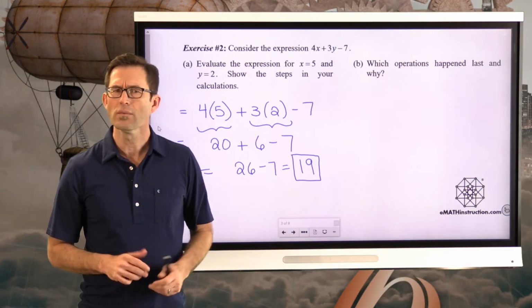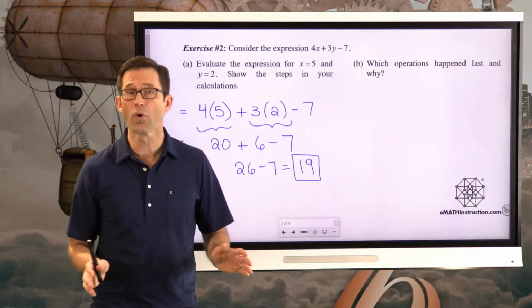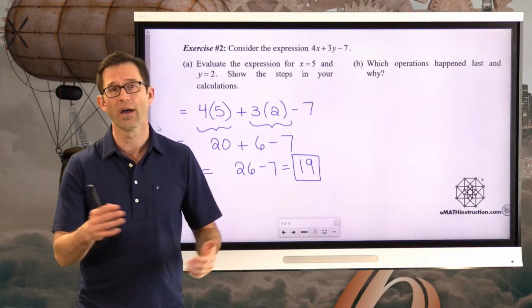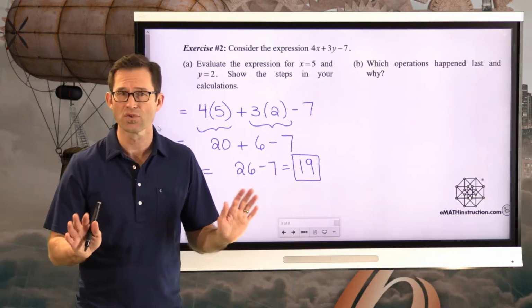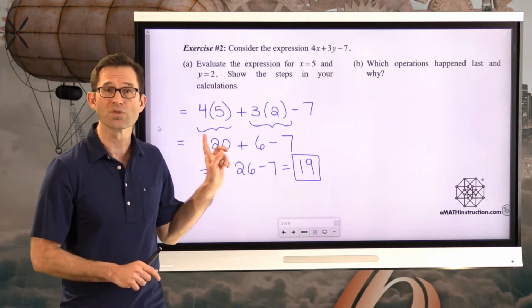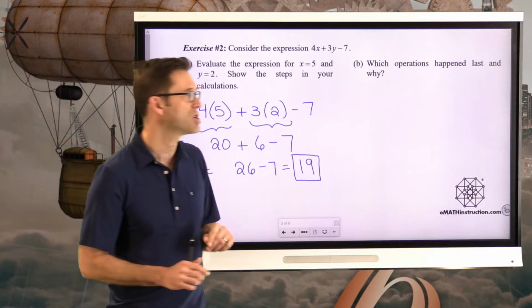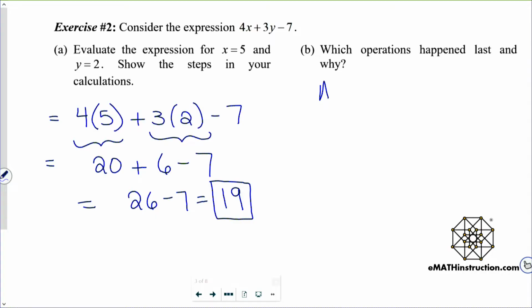All right? Well, let's just talk about this, right? What happened first? Now, substitution wasn't an operation. Operations are multiply, divide, add, subtract, exponentiate, right? Those are operations. And what came first was the multiplication. What came last was the addition and subtraction, right? Those are the last things we did. We did that addition, and then we did the subtraction.